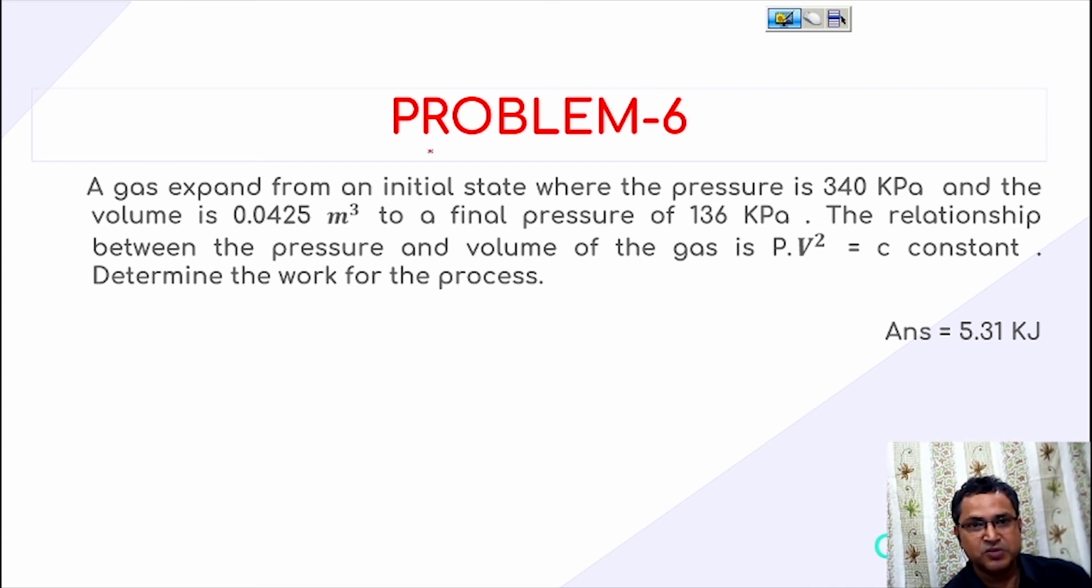Now come to the next problem. What is the next problem? A gas expands from an initial state where the pressure is 340 kilopascal and the volume is 0.0425 meter cube, initial pressure and initial volume given, to a final pressure of 136 kilopascal. The relationship between the pressure and volume of the gas is PV square is equal to constant. Then determine the work for the process.